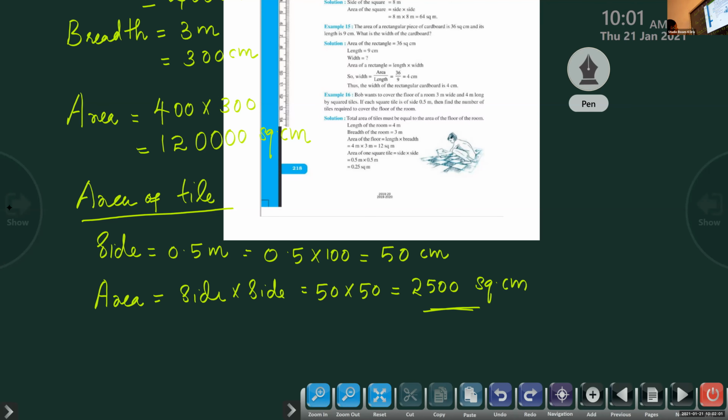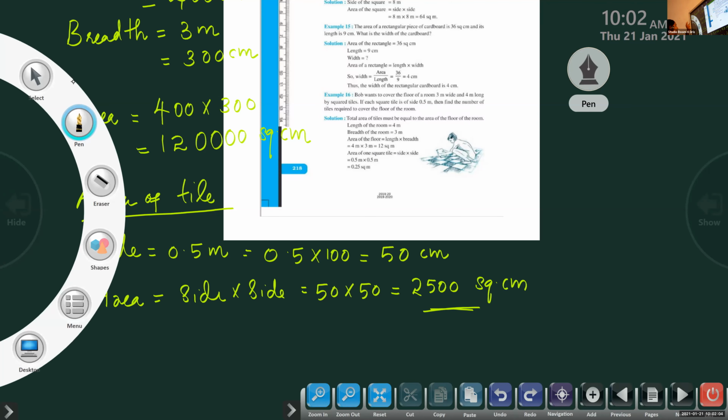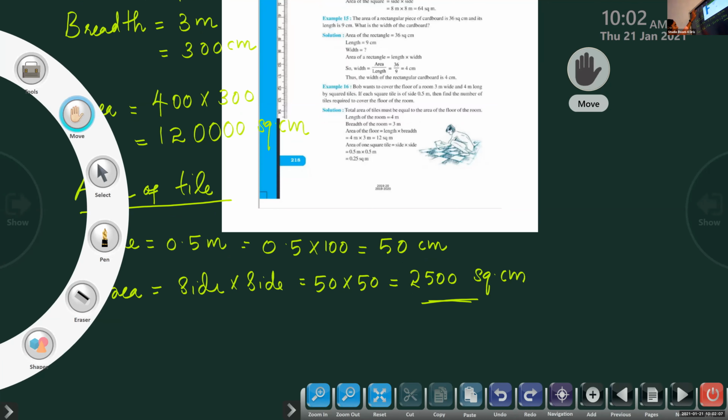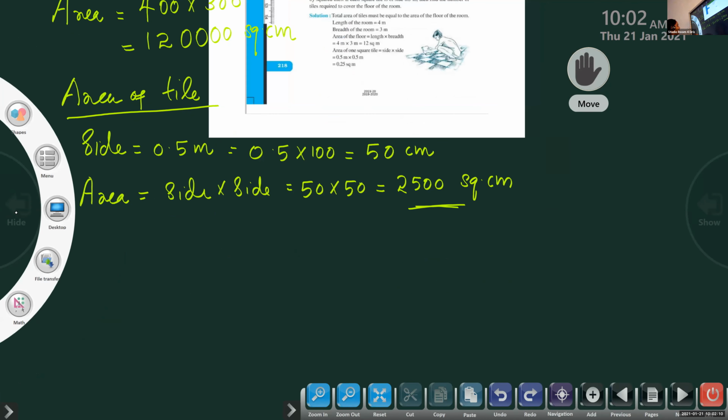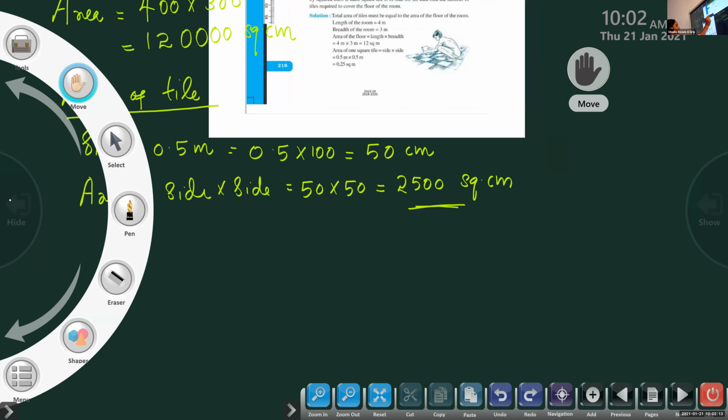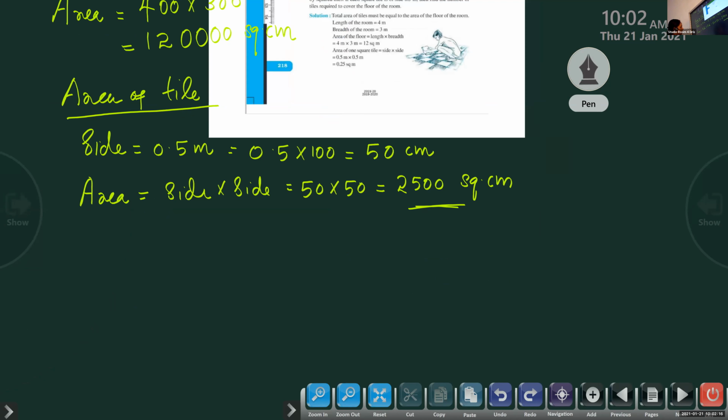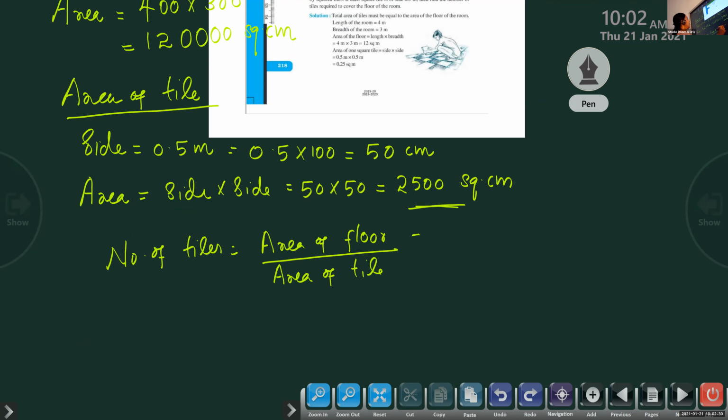Okay. Now, number of tiles required is our question. How will you find the number of tiles? Number of tiles equal to area of floor divided by area of tile. So that is a very big number: 12 and 4 zeros, 1,20,000 divided by 2,500.